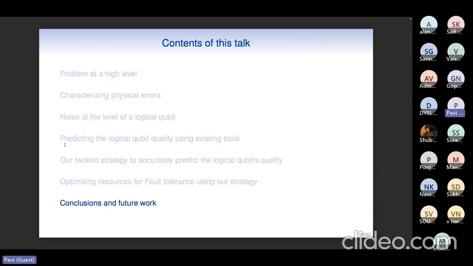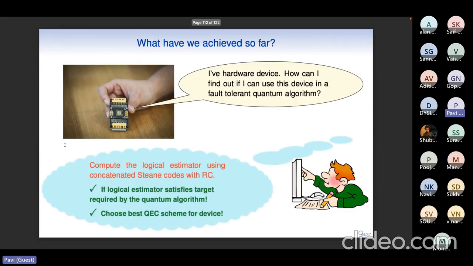Okay, so hopefully I've showed you some leads at answering the question of, if I have a hardware device, how do I find out if it achieves the target logical noise strength? And we said that the standard metrics don't work. So what we recommend is computing the logical estimator and seeing if it satisfies some target required by an algorithm. And we also showed that this logical estimator can not only answer if it satisfies a target, it can also help us choose the better of two schemes for a specific noisy environment.